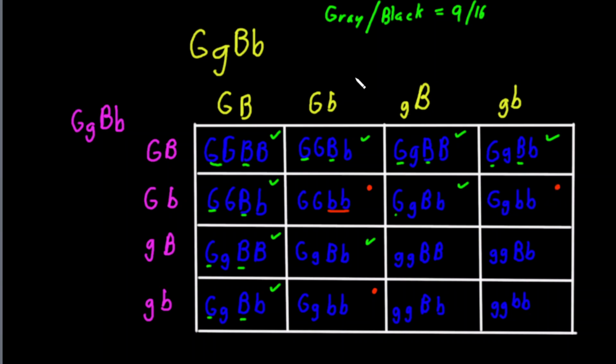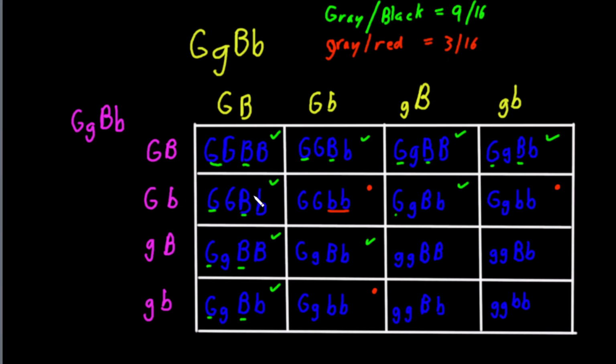Okay, so gray and red is going to be 3 out of 16. Okay, I'm rapidly running out of colors here. Let's see. Let's try something like this. Okay. All right, and so I'm going to.